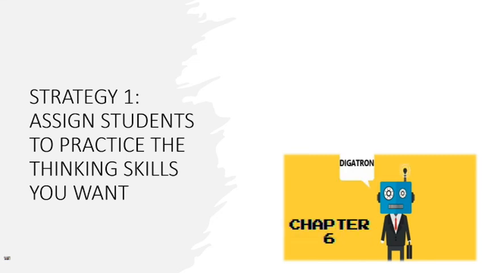So that is strategy number 1, assign students to practice the thinking skills you want. In this strategy, we're going to be practicing thinking about correlation and causation.